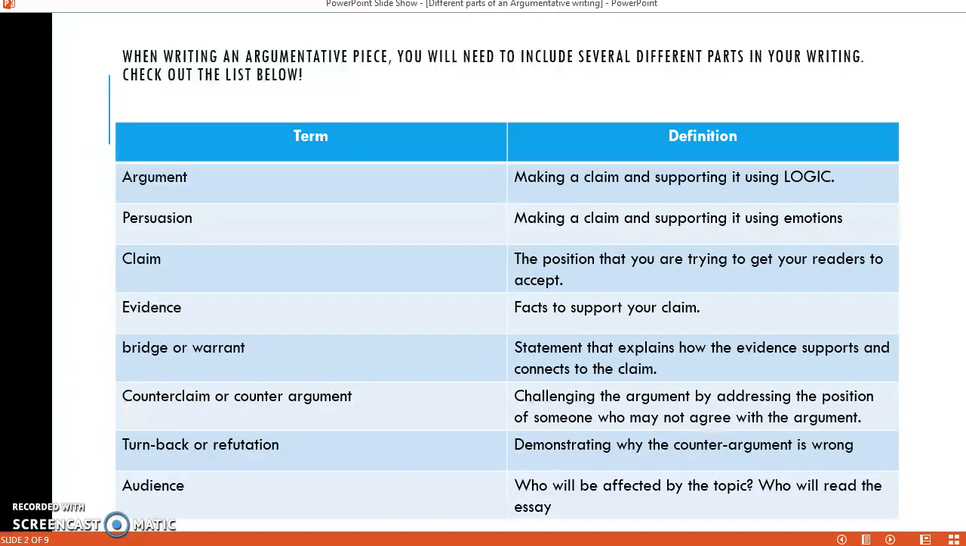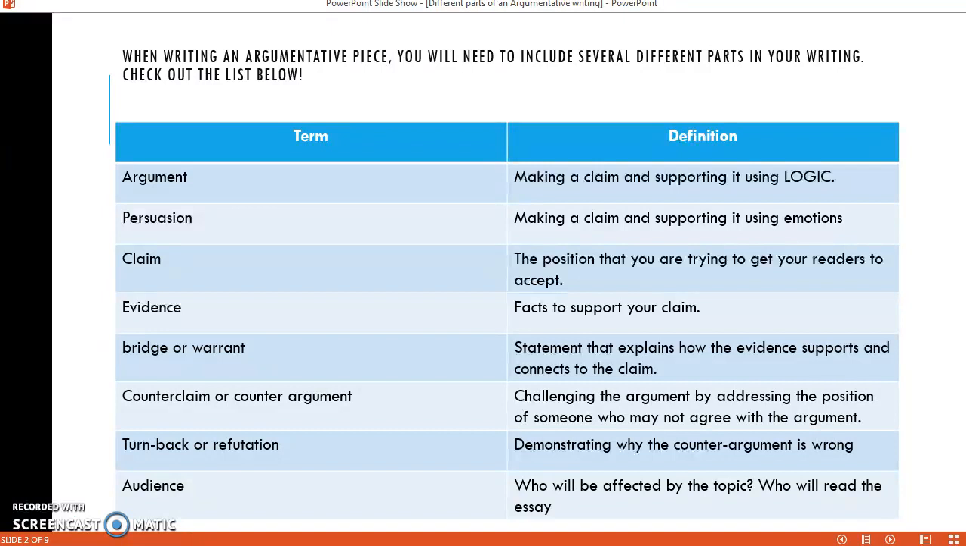So we have argument. That's when you make a claim and you support it using logic. So meaning you support it using evidence and facts. Persuasion, that's when you make a claim and you support it using emotion. So you can see the difference between argument and when you use persuasion. A claim, that's a position that you are trying to get your readers to accept. Evidence, that is when you use facts to support your claim.